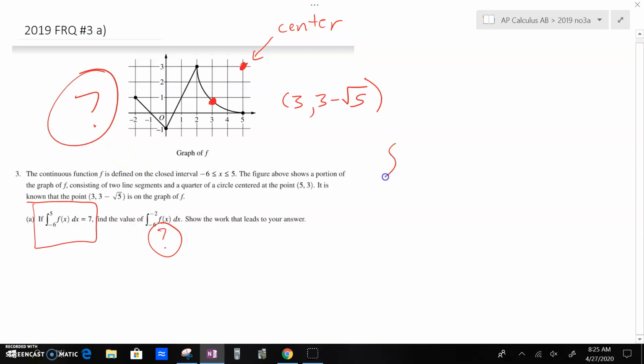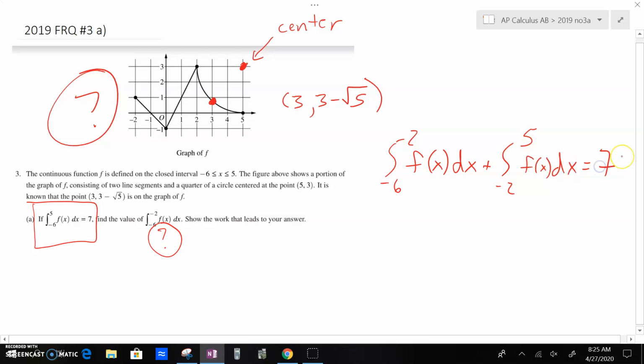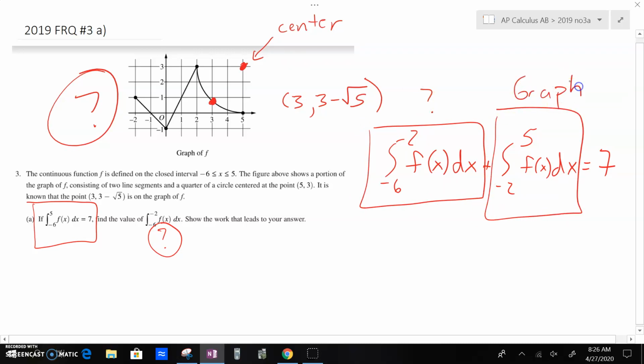So what we're going to do is say, okay, well, from -6 to -2, that space under the graph, when I add it to the space from -2 to 5 under the graph, that's all got to equal 7. So we've got these 2 chunks. The unknown chunk, the question mark chunk, plus the chunk we have a graph for. When you add up those 2 amounts, you get 7. So we're going to find the area under the graph between it and the x-axis. And whatever that value is, we're going to subtract it from 7.